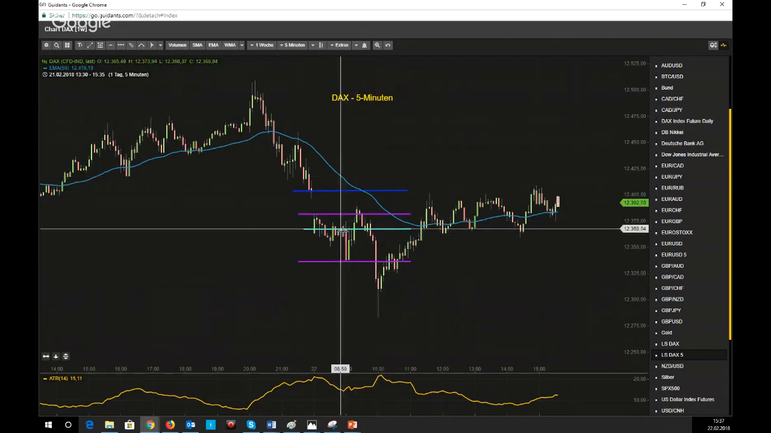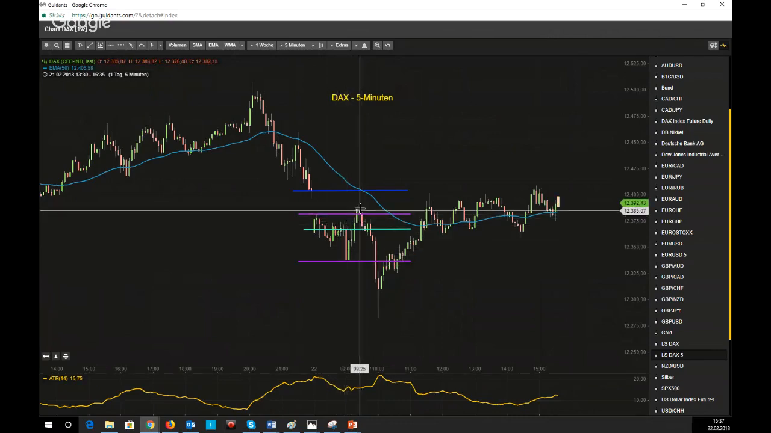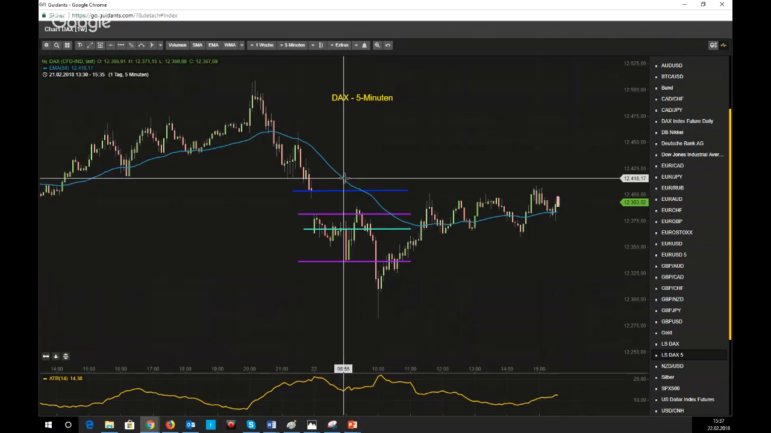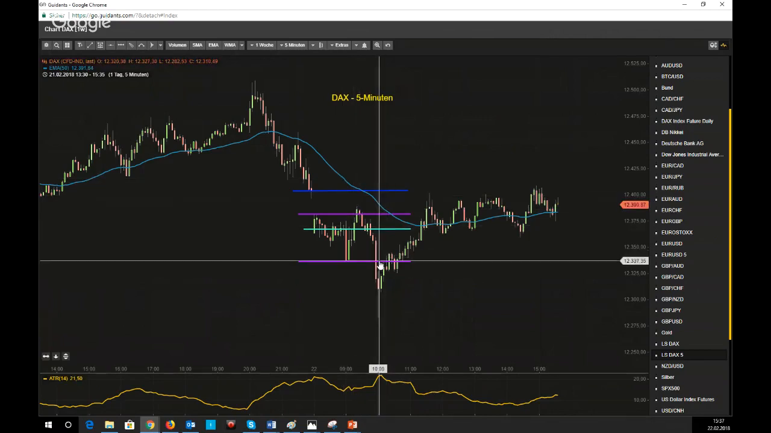So now look what happened here in the morning. This is the open range which was defined. We didn't break it on the downside, but instead broke it on the upside. Did I trade the break on the upside? No. Why? Obviously, we're trading below this blue line, the 50 exponential moving average on a 5-minute time frame. So I'm not trading it long, but instead I would trade it on the downside.